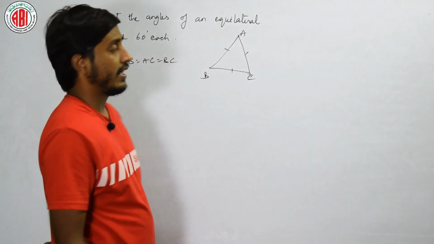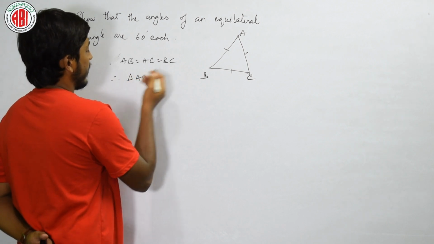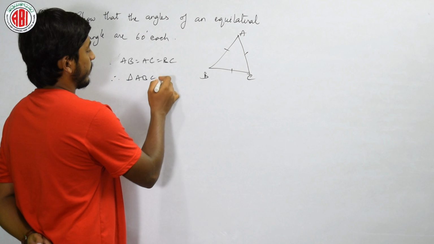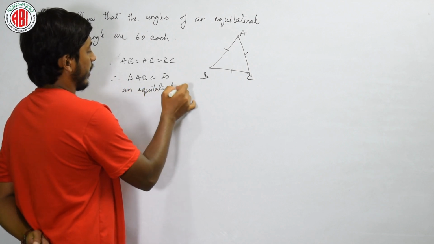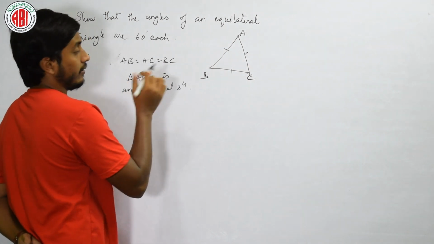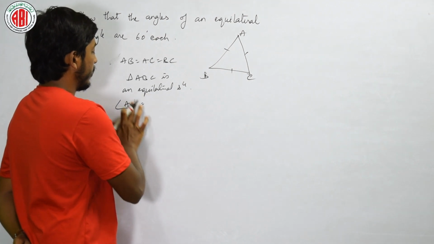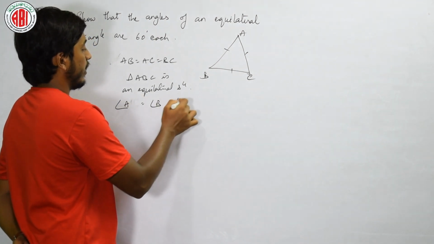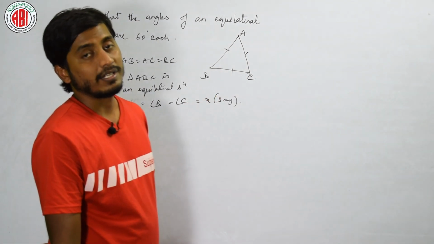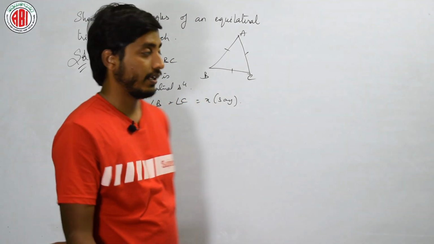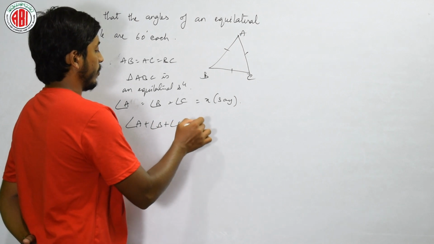Obviously, their angles are also equal. Therefore, triangle ABC is an equilateral triangle, right? And not only that, tell me one more thing. Angle A equal to angle B equal to angle C, let us say x. What is the sum of angles in a triangle? 180, right? That is angle A plus angle B plus angle C equal to 180.